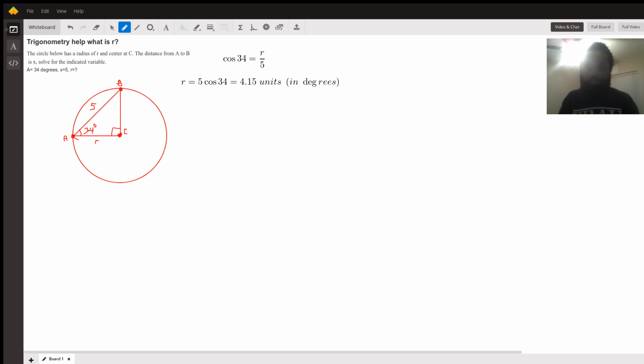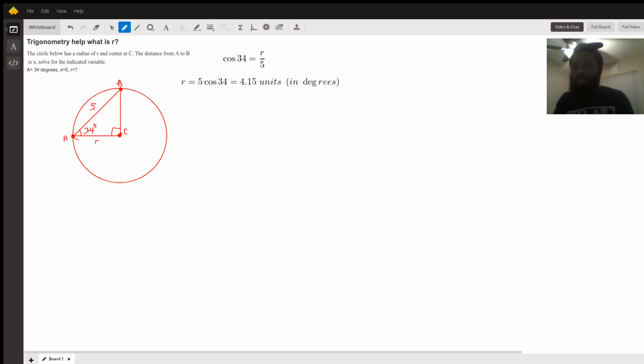So, visually, this is what the scenario looks like. We have a circle with center C. The distance from A to B is actually a chord, okay? A chord to a circle, and that chord length is 5. Radius r, of course, is half the diameter. How do we find r?